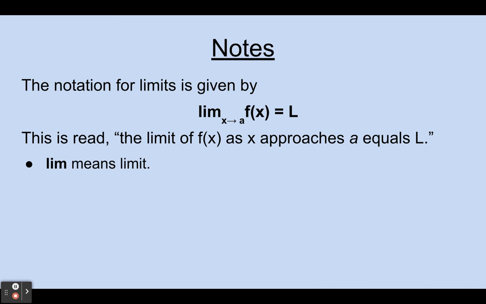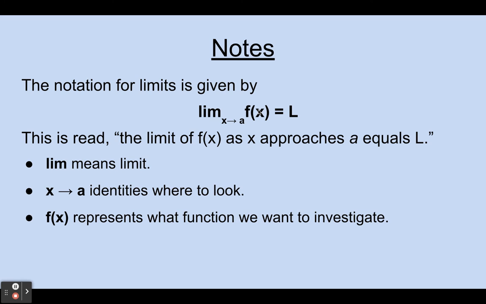All right. So the pieces: the lim is just an abbreviation for limit. X approaches a, that's the input. It's where you want to look. The f of x is just the function. So that's what you want to investigate, that function. And then L is actually the limit. It's the value. It's the behavior of that function around that x point. All right. Okay, so I'm going to stop this and do classwork problem number 3.